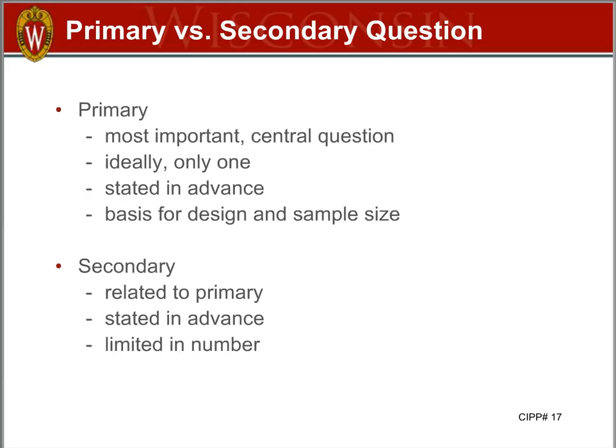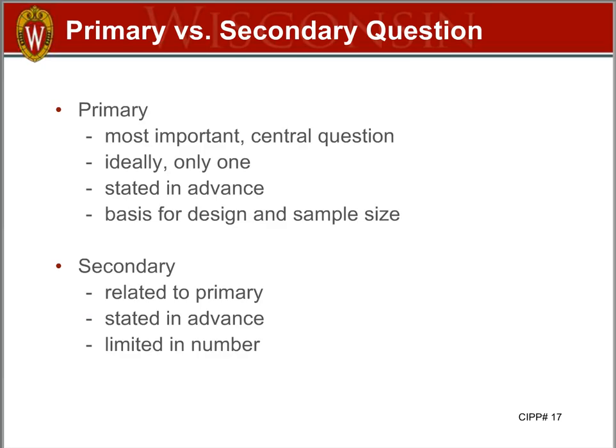So we tend to categorize these questions into at least two groups, perhaps more. But at least we want a primary question, which is the most important central question. Ideally only one, although many trials have two or three. Stated in advance, as I've said. And the reason we like to have this primary question is it's the basis for the design of our study and the sample size and many other issues that we will be developing in the trial design.